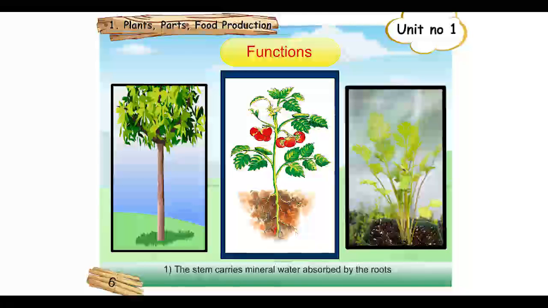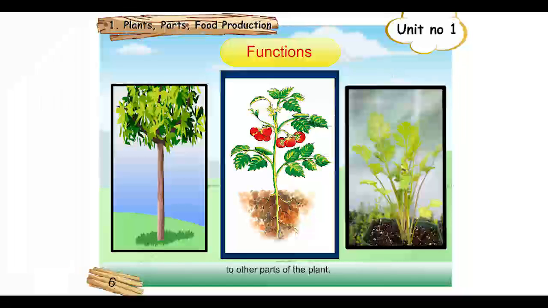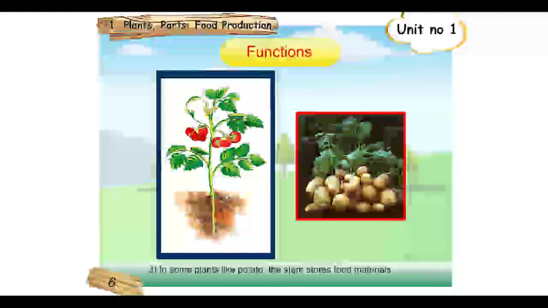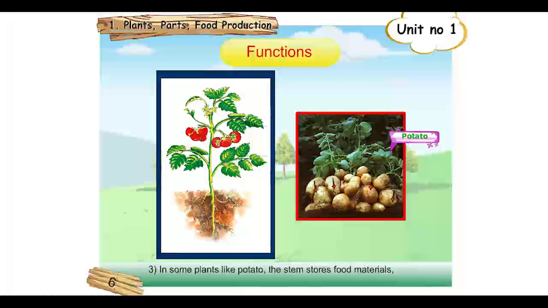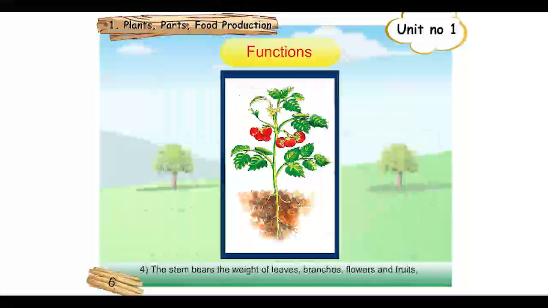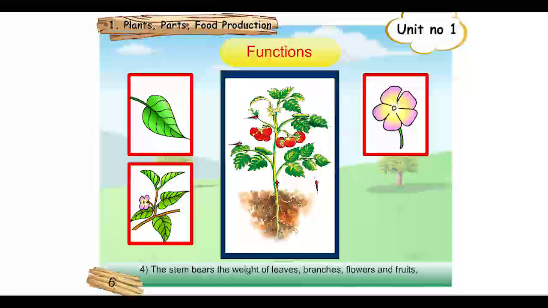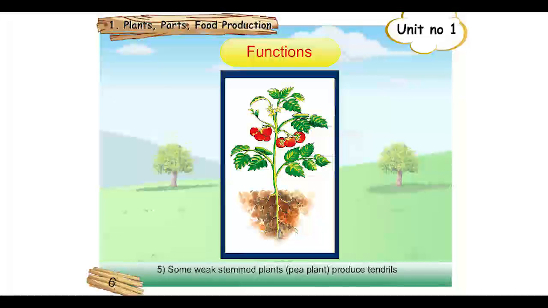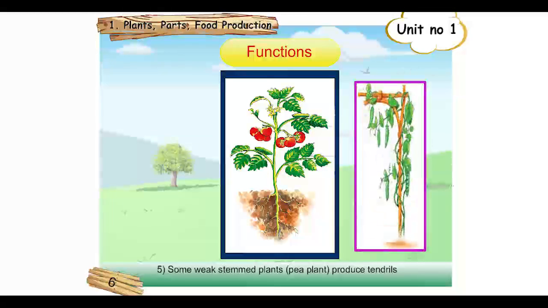Functions: 1. The stem carries mineral water absorbed by the roots to other parts of the plant. 2. It also carries the food materials prepared by the leaves to other parts of the plant. 3. In some plants like potato, the stem stores food materials. 4. The stem bears the weight of leaves, branches, flowers and fruits. 5. Some weak-stemmed plants like the tea plant produce tendrils or hooks to climb up the support.